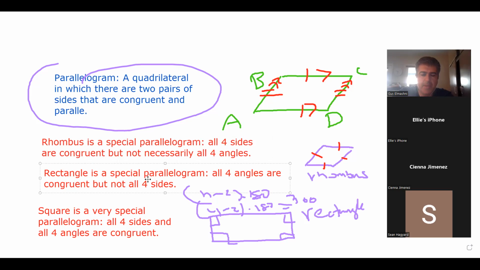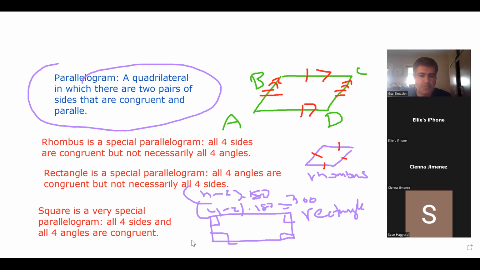Not necessarily, because a square could still be considered a rhombus. It's just special. And a square could be considered a rectangle. It's just more special because all four sides are the same. So I should say not necessarily.